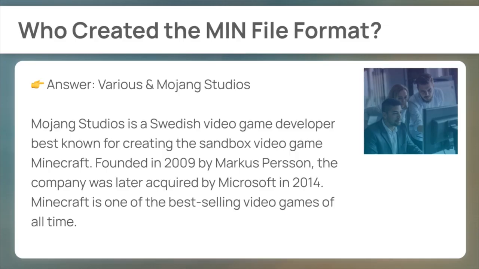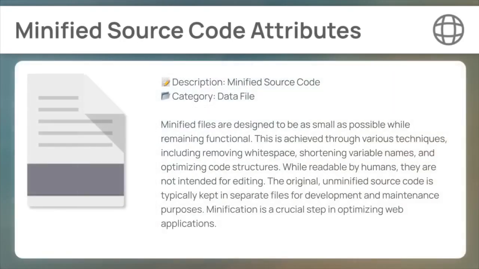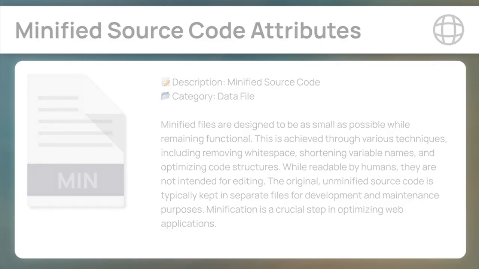These files are commonly used in web development to optimize website performance. Minified files are designed to be as small as possible while remaining functional. This is achieved through various techniques, including removing whitespace, shortening variable names, and optimizing code structures. While readable by humans, they are not intended for editing. The original, unminified source code is typically kept in separate files for development and maintenance purposes. Minification is a crucial step in optimizing web applications.